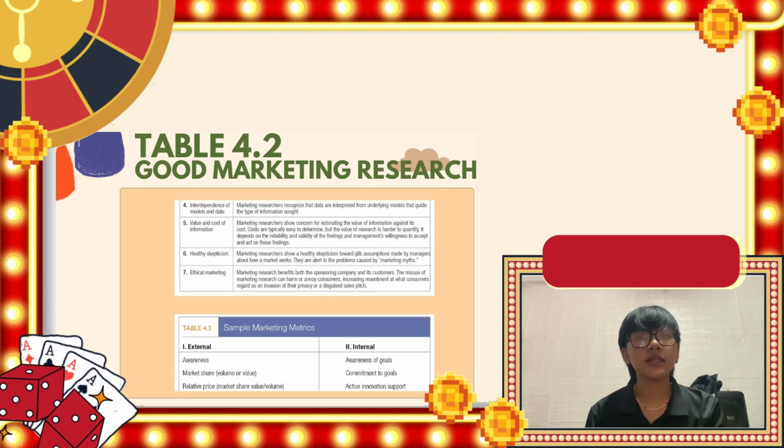Number 6 is healthy skepticism. Marketing researchers show a healthy skepticism towards glib assumptions made by managers about how a market works. They are alert to the problems caused by marketing myths.